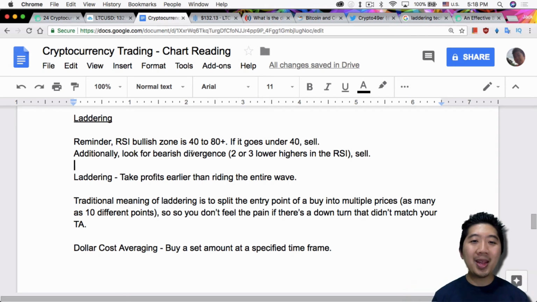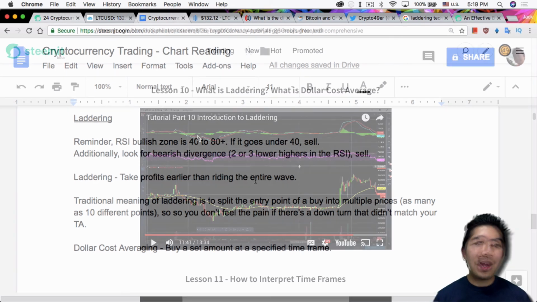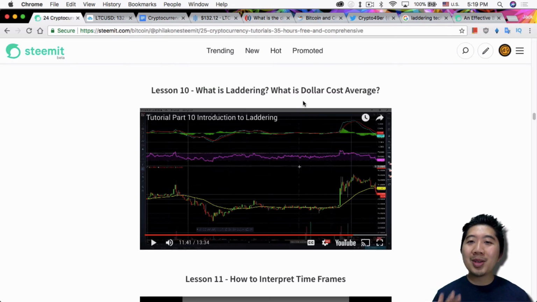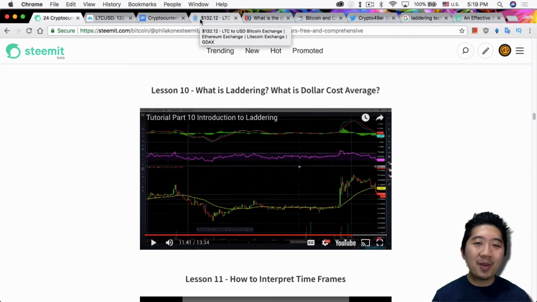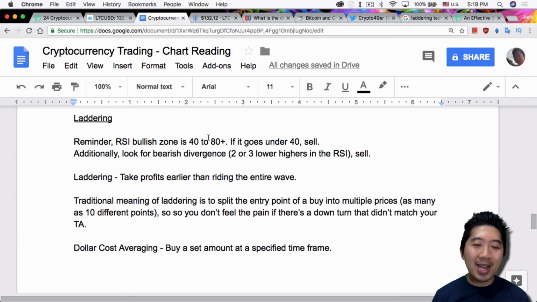But the traditional meaning of laddering is actually to split the entry point of a buy into multiple prices, as many as 10 different points, so you don't feel the pain if there's a downturn that didn't match your technical analysis. That's my understanding of laddering, so I'm not sure why Silicon didn't really cover that in this video. And he also mentioned dollar cost averaging. Again, unless I fell asleep in his 13-minute video, which I didn't, I'm pretty sure he didn't talk about dollar cost averaging at all.